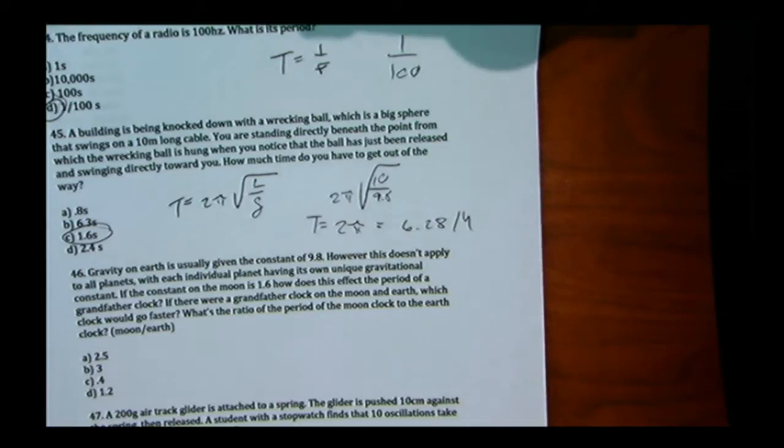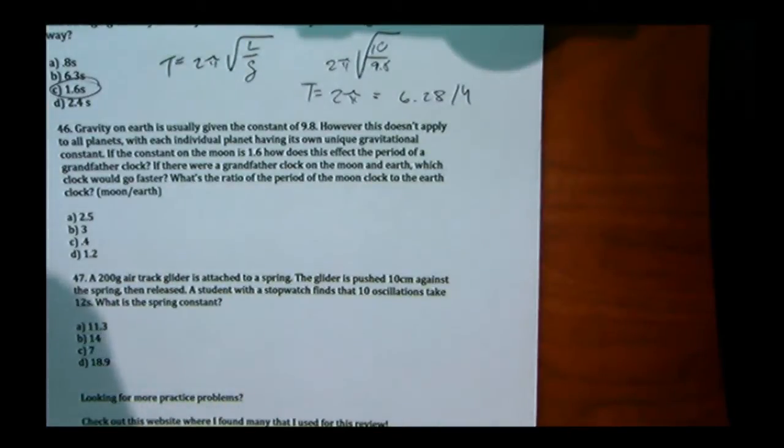All right, so it says gravity on Earth is usually given the constant of 9.8. However, this doesn't apply to all planets, with each individual planet having its own unique gravitational constant. If the constant on the moon is 1.6, how does this affect the period of the grandfather clock? If there were a grandfather clock on the moon and Earth, which clock would go faster? What's the ratio of the period of the moon to the Earth? That was a lot, right?